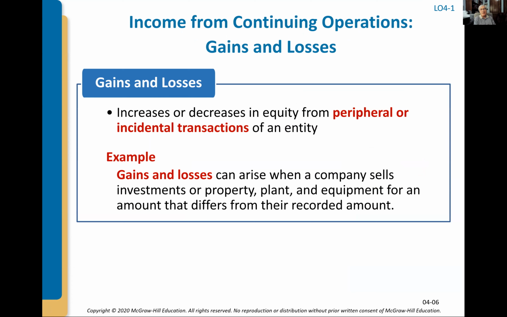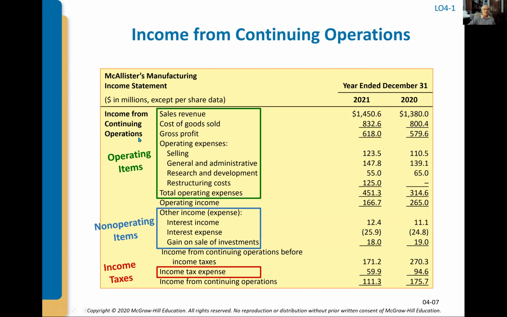There are other things that are going to happen outside of the normal operations. We call these peripheral or incidental transactions, and they could be gains and losses. For example, if the company is not a real estate company, but they happen to sell a piece of land or building that they no longer needed, they may have a gain or loss on selling that building. Gains and losses are generally not part of the normal operations. Therefore, we're going to put them in a little separate place on the income statement, and we will see that. And here we go. We're going to see it right now.